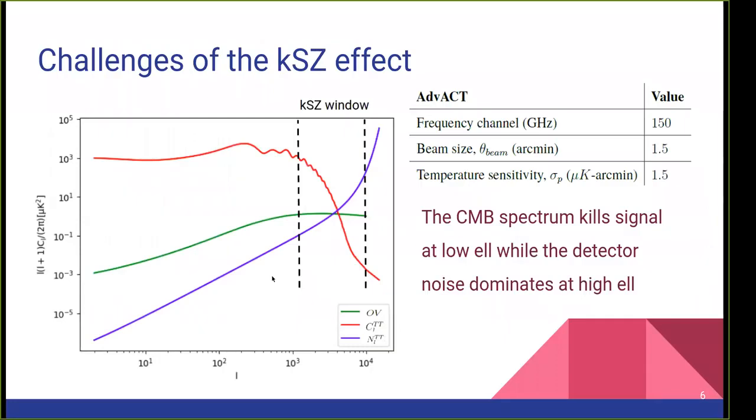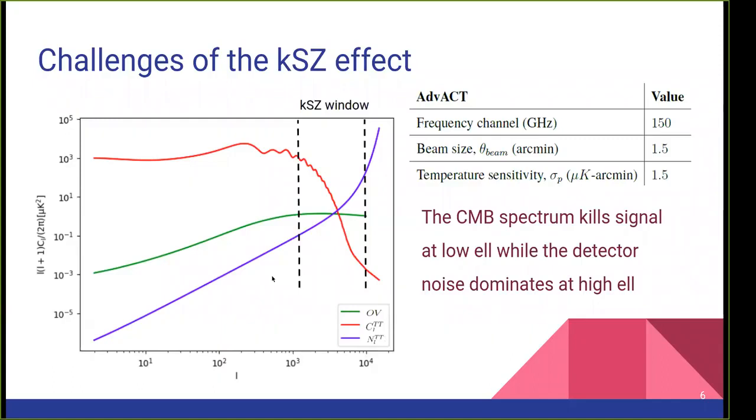So one of the challenges of the KSZ effect is that there's primary CMB completely dominating it at low L, and then the detector noise is completely dominating at high L. So what I've shown in this plot is the primary CMB in red, the KSZ signal in green. It's referred to as the Ostriker-Vishniac signal because we're only considering the linear KSZ. There's an extension to nonlinear KSZ, which I haven't implemented in my thesis, but just for clarity, that OV refers to Ostriker-Vishniac. And the blue line is the detector noise.